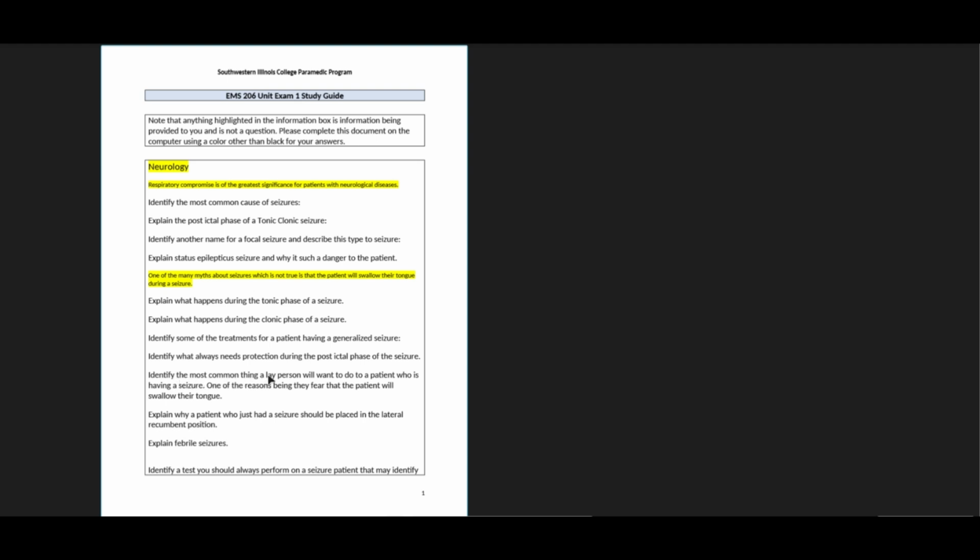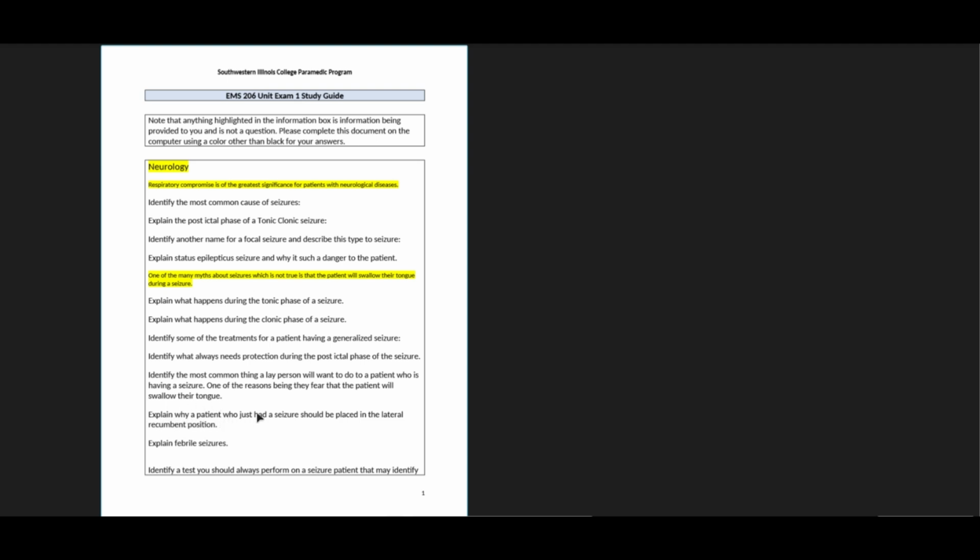Identify the most common thing a layperson will want to do to a patient who is having a seizure. One of the reasons being the fear that the patient will swallow their tongue. So, yeah, you definitely want to prevent them from putting anything in the patient's mouth, especially their fingers. That's just not a good idea.